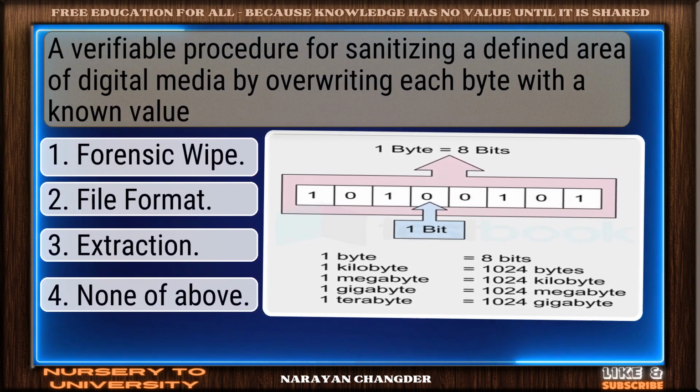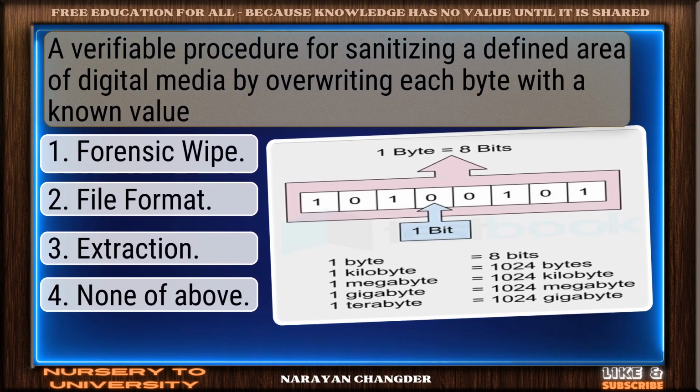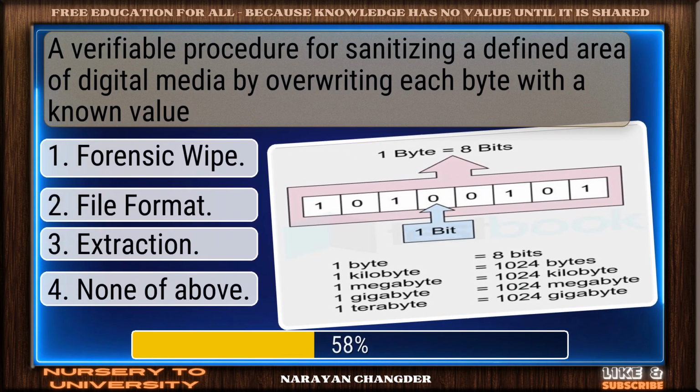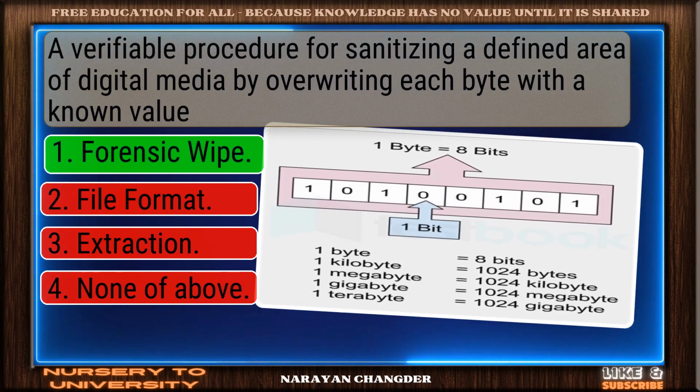Question number 17. A verifiable procedure for sanitizing a defined area of digital media by overwriting each byte with a known value. Smart pick. Forensic wipe is the correct choice.